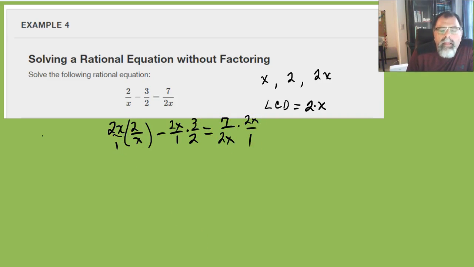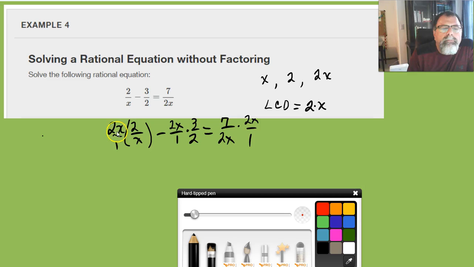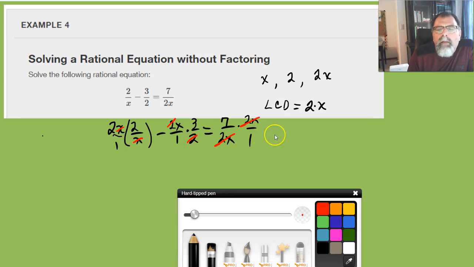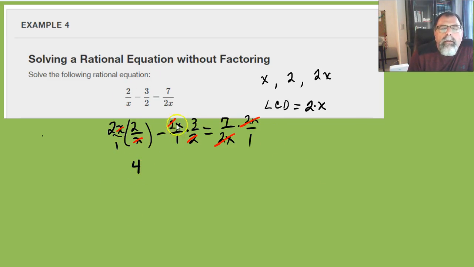Okay, so now we're going to cancel. So the x's cancel. You're left with 4. I'll come back and write that in a minute. Here the 2's cancel. Here the 2x's cancel. Now if you do the right LCD, the denominators should all be 1, so basically the fractions go away. So we get 4. Here the 2's canceled, so you get 3x minus 3x. And here the 2x cancels and we're left with 7.